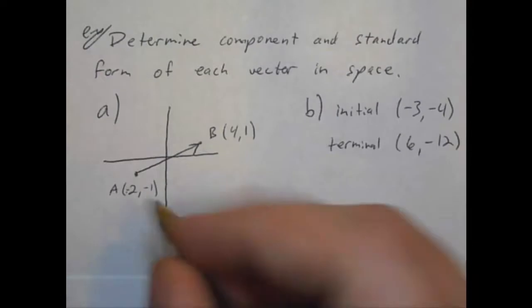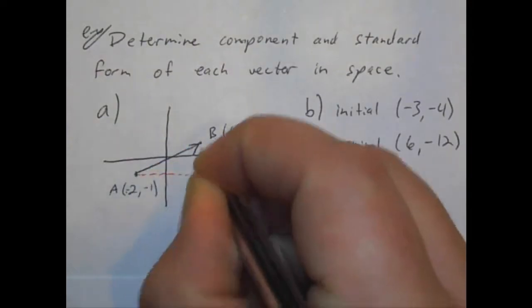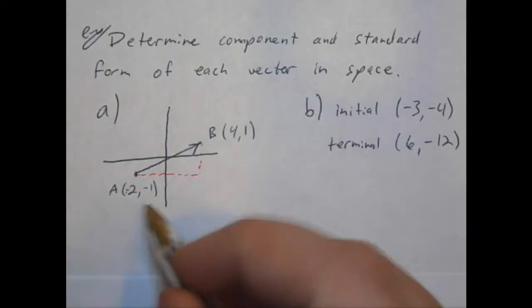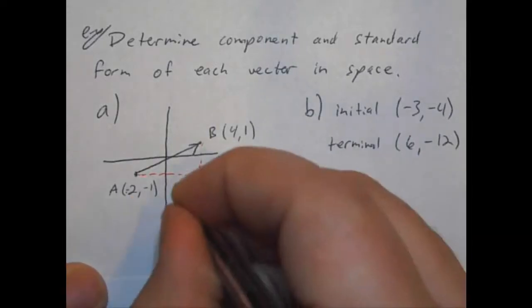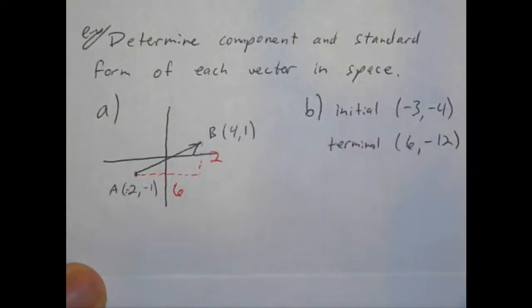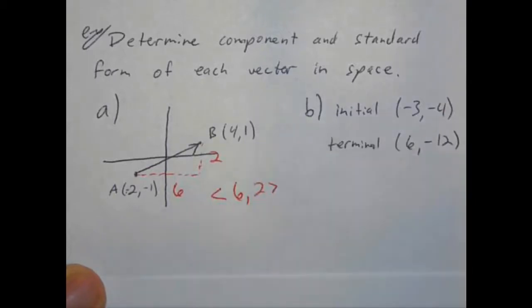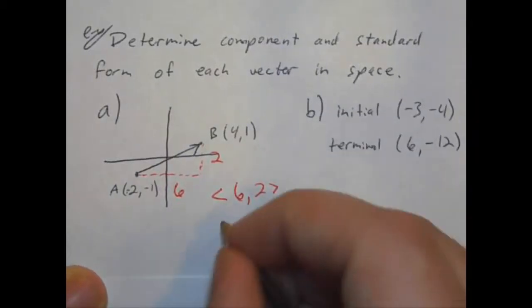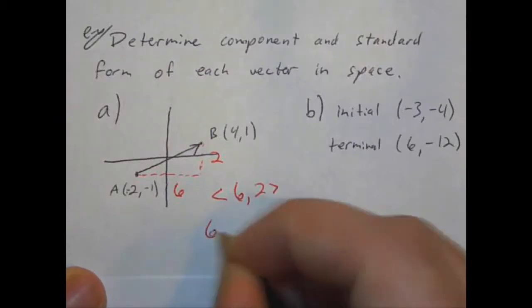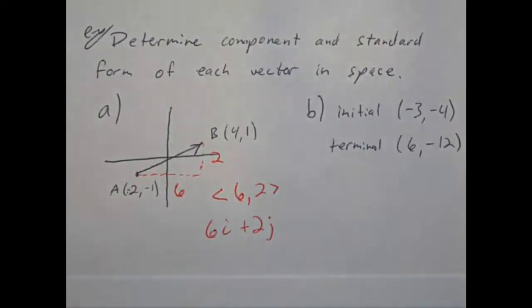But essentially, with vectors, you just have to remember they have an x direction for their force and a y direction for their force. From -2 to +4, this went over 6. From -1 to +1, this went up 2. So this vector is 6, 2, the x direction of the force and the y direction of the force. In standard form, this is 6i plus 2j.